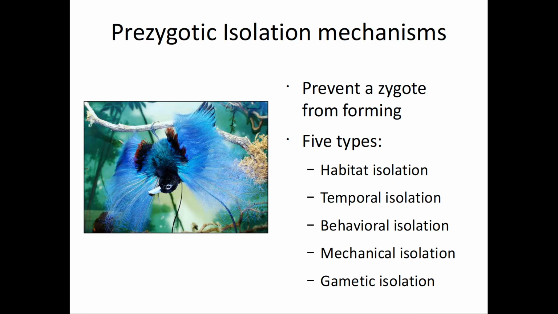Mechanical isolation could be that, either because of different sizes or for whatever reasons, there are very different things that prevent each other from mating. A finch or a canary is not going to mate with an ostrich. That's one example there. And then there's gametic isolation. In some cases, the gametes will not merge. The egg will not fertilize. The sperm will not fertilize a particular egg. So, plenty of ways in which a zygote will not form.